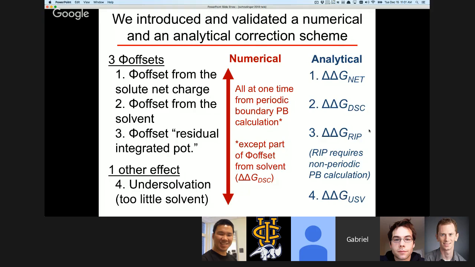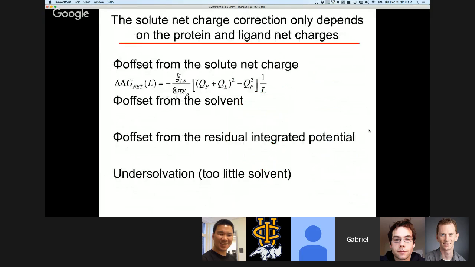just a little bit more detail on what these different formulas look like. This is the actual formula for the net charge correction given in the paper. There are some constants out front, and then the squared net charge of the system. So if you imagine that you're charging your ligand from charge 0 to some final charge QL, then you have that final net charge in the system minus that initial net charge in the system times 1 over L.